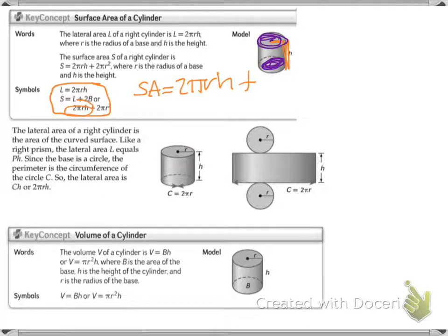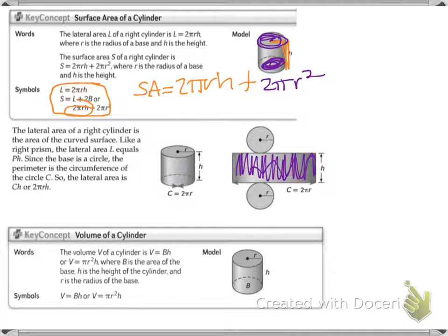It's pi r squared. So I'm going to do 2 pi r squared, and that'll get both of those bases. The lateral area of a right cylinder is the area of the curved surface. And so when we're talking about lateral area, we're basically getting a rectangle that's being wrapped around. Not that important. The volume of a cylinder, that's going to be on the formula chart.